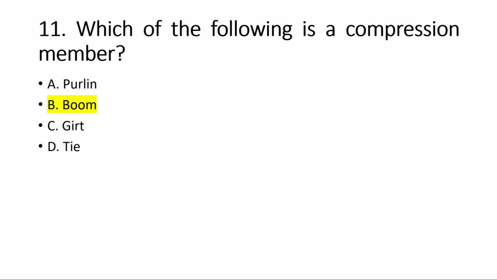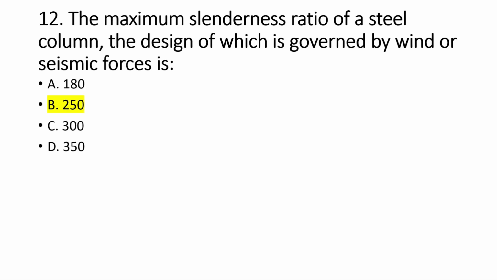Next question: the maximum slenderness ratio of a steel column, the design of which is governed by wind or seismic forces. The answer should be 250. As per Indian Standard 800:2007, we have a table of type of member and maximum slenderness ratio. We have three types of members. For a member carrying compressive loads resulting from only dead load and live load, the maximum slenderness ratio will be 180.